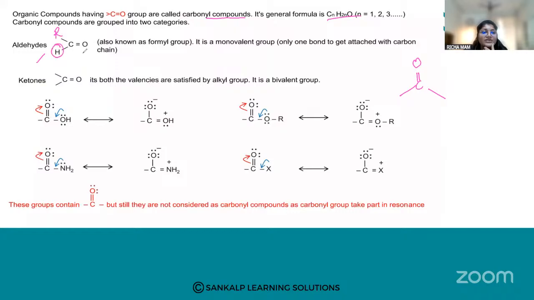This is called a formyl group. And in ketones, both the valencies are satisfied by the attachment of alkyl groups, and this is a bivalent group. So this is about aldehydes and ketones. What do these compounds contain? They contain the carbonyl group, so they are called carbonyl compounds.